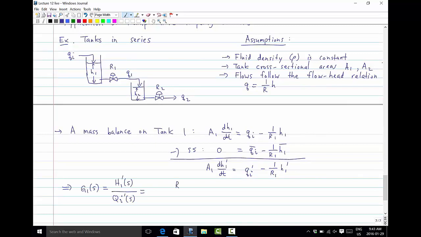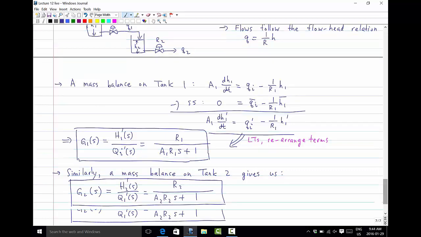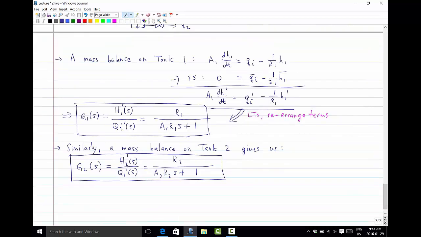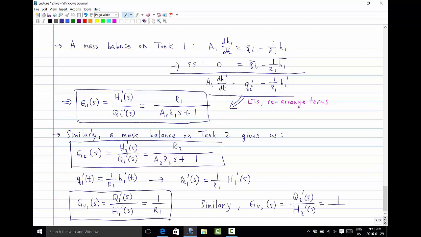Similarly, we can perform a mass balance on the second tank to give us a similar transfer function between the height of the second tank and the outlet flow rate of the first tank. We realize that the outlet of the first tank is related to the height of the first tank through 1 over the valve resistance. Therefore, the transfer function between those two is simply 1 over R1. Similarly, the valve resistance R2 gives us the transfer function between Q2 and H2, which are the outlet flow and height of the second tank respectively.